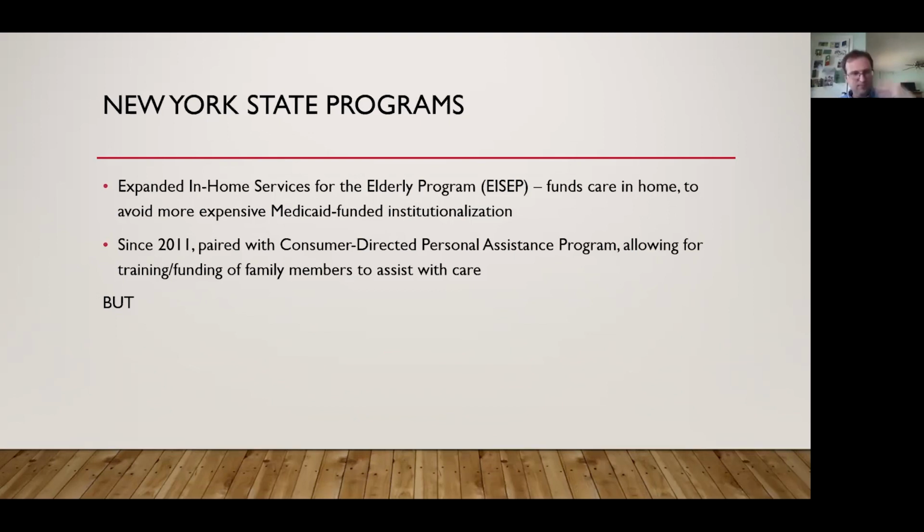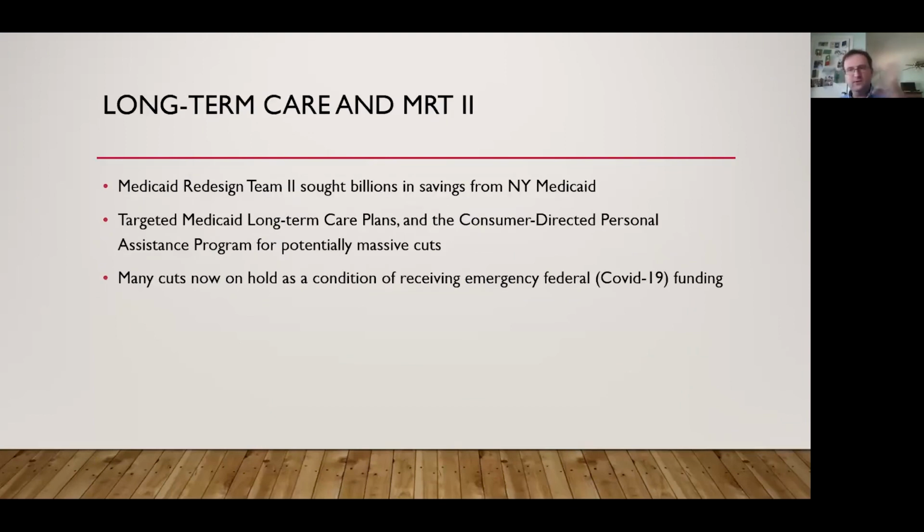And in recent years, this has been paired with another program, the Consumer-Directed Personal Assistance Program, which allows for the training and funding of family members to assist with care. So it begins to take on this problem of care that in many cases is uncompensated and allows it to be compensated. However, this went into place in 2011, so it's a fairly new series of programs.